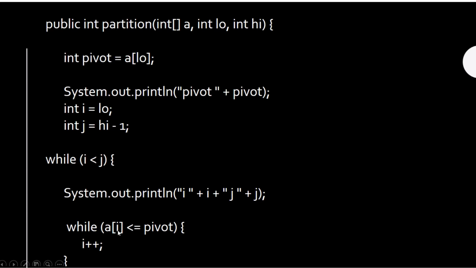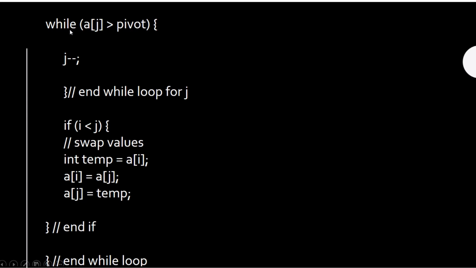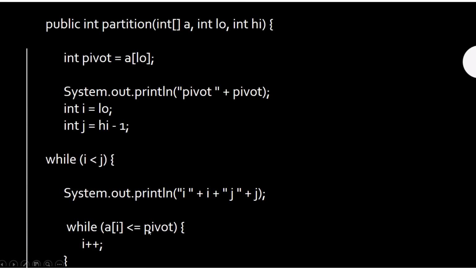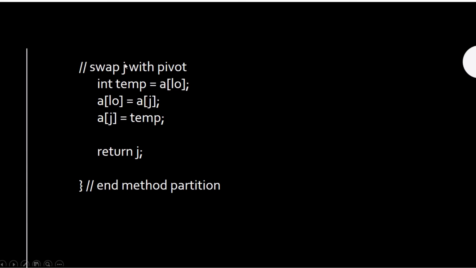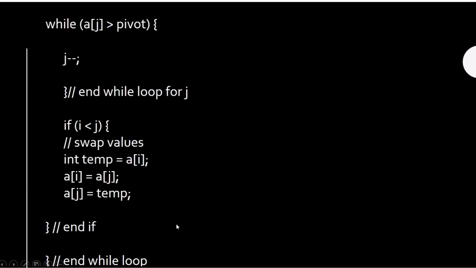Then we check the value of a of I. Like we said, if it's less than or equal to pivot, we increment our I. Then once that exits, once this becomes false, we move to this place. We continue to check if a of j is greater than our pivot, we decrement j. And once this becomes false, we check if I is less than j, then we swap the values. Then we continue until we get to the end of our while loop.